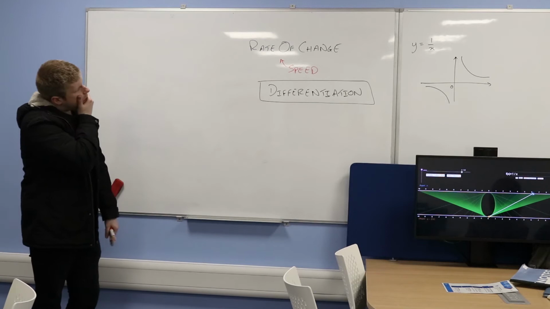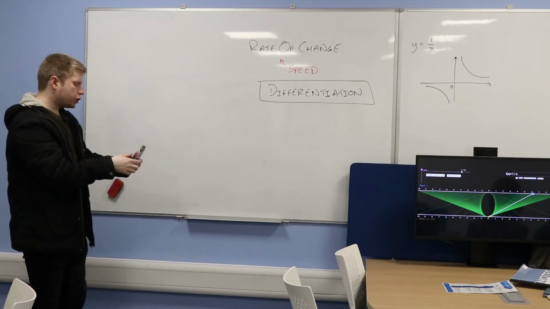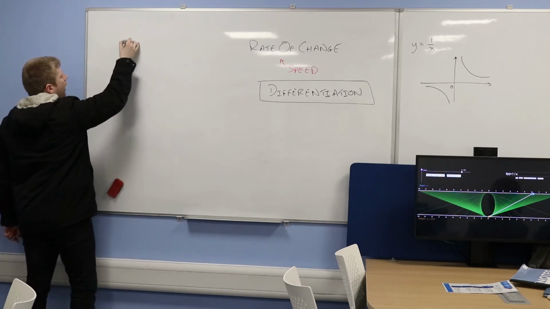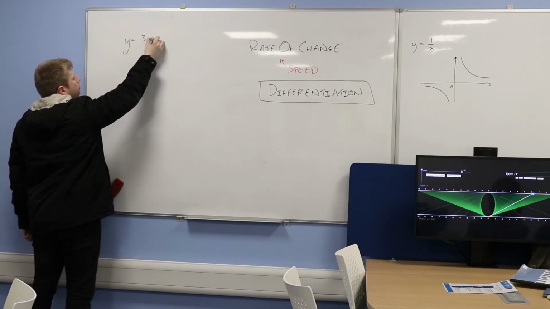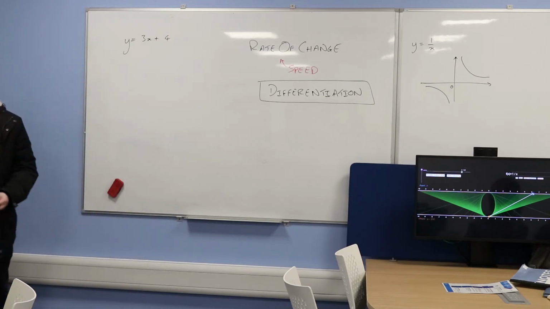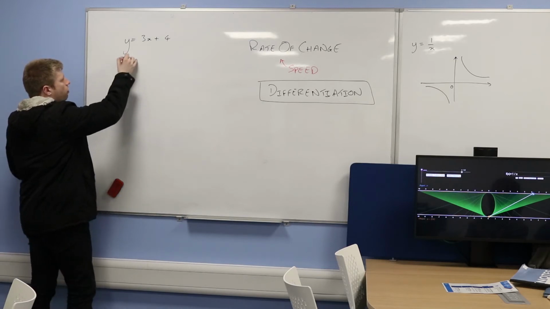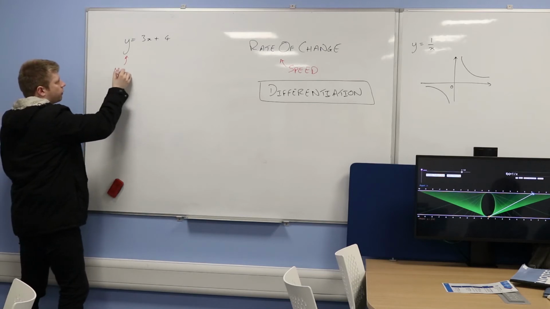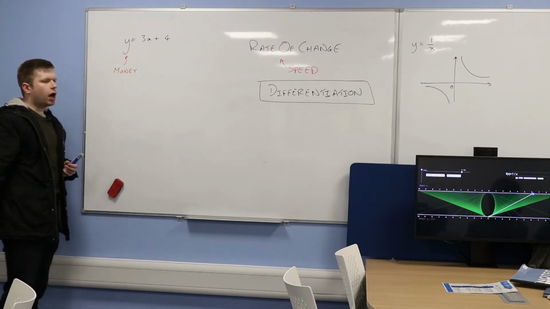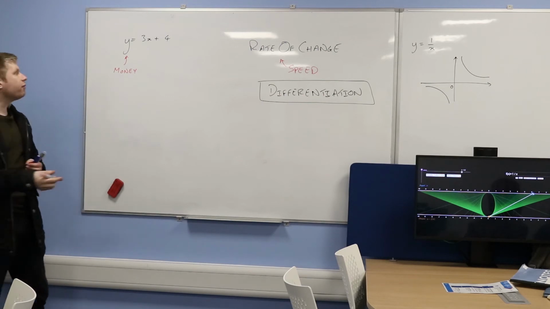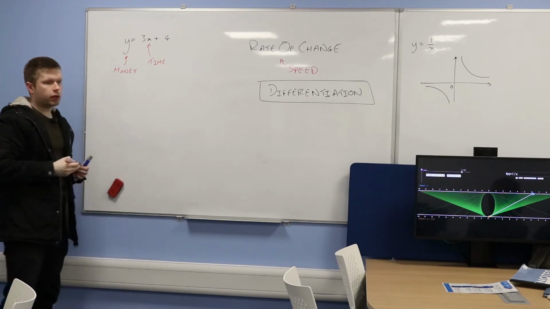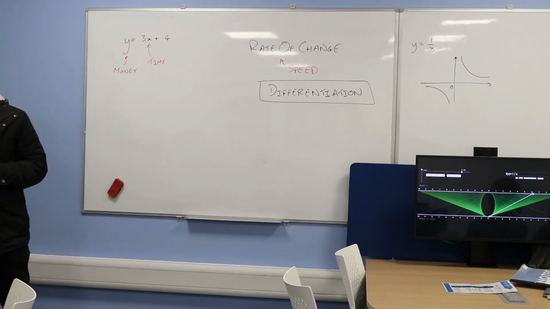Now, have a think. Rate of change. Let me just write a function up on the board. Let's suppose I have something like y equals 3x plus 4. Just to put it in context, let's imagine that y represents the amount of money I have. So I put some money in a bank account, and y represents the amount of money I have, and x represents any particular point in time. So y is money, x is time.